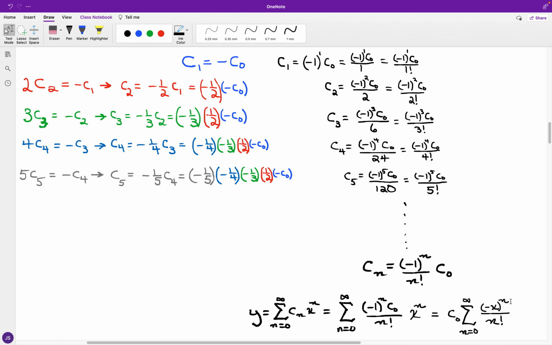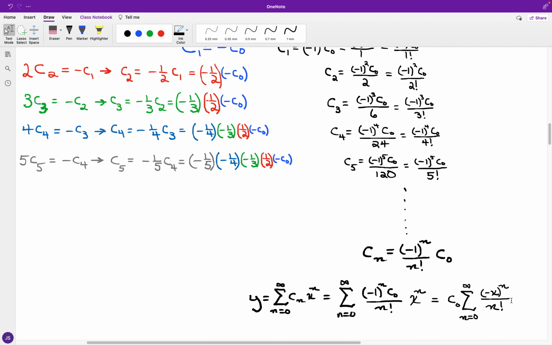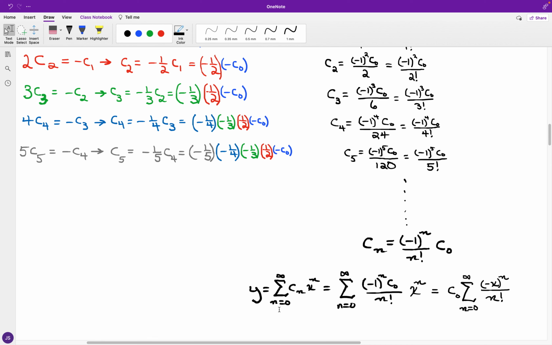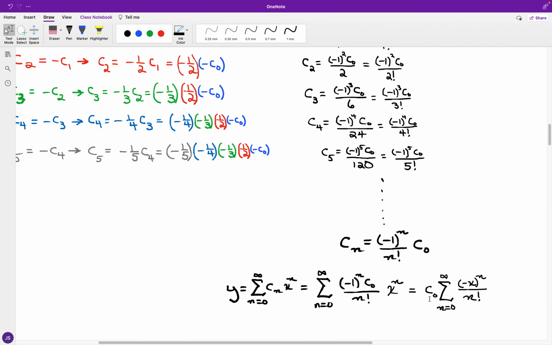And going back to the general representation of y, we have the sum from n equals 0 to infinity of c sub n times x to the n, and replacing c sub n with its equivalent from the set, we have negative 1 to the n, c naught over n factorial, times x to the n. Now we're going to shift c naught to the outside, and cluster together negative 1 to the n times x to the n. And if we sandwich together, we have negative x to the n all over n factorial.